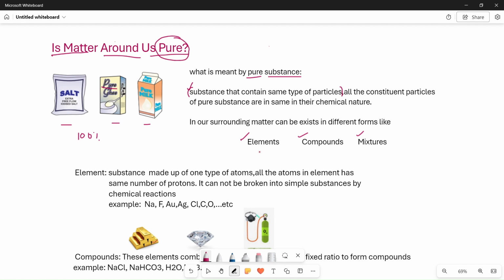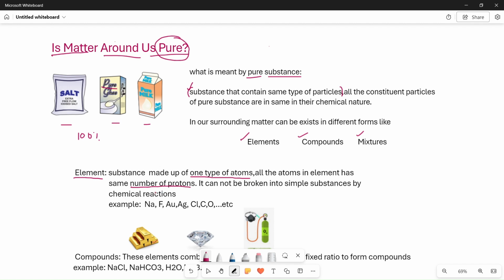What is an element, what is a compound, what is a mixture? From the pure substance you have to know what these are, then you have to go to another concept. What is an element? An element is nothing but a substance made up of one type of atoms, that means the same type of atoms. All the atoms in an element have the same number of protons. Any element from the periodic table you can take, it cannot be broken into simpler substances by chemical reactions.